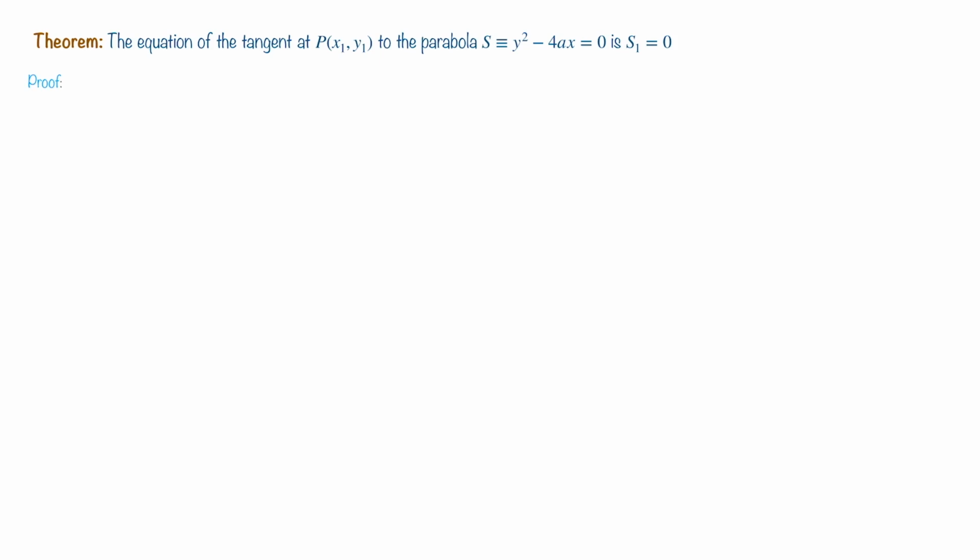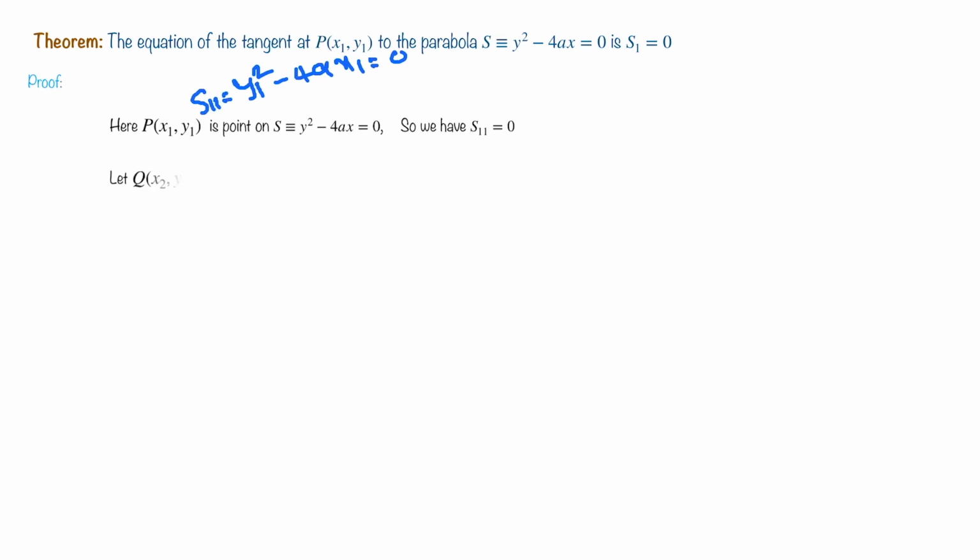Proof. Here P(x1, y1) is a point on the parabola S = 0, so we should have S11 = 0. Here (x1, y1) is a point on the parabola y² − 4ax = 0, so we should have y1² − 4a x1 = 0. That's what S11 is, right? Let us take another point Q(x2, y2) on the parabola S = 0.